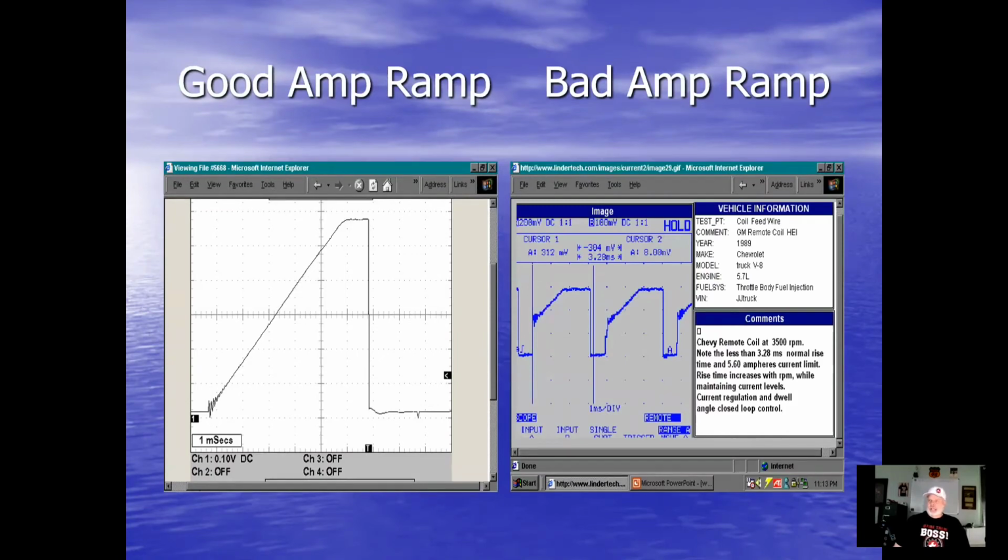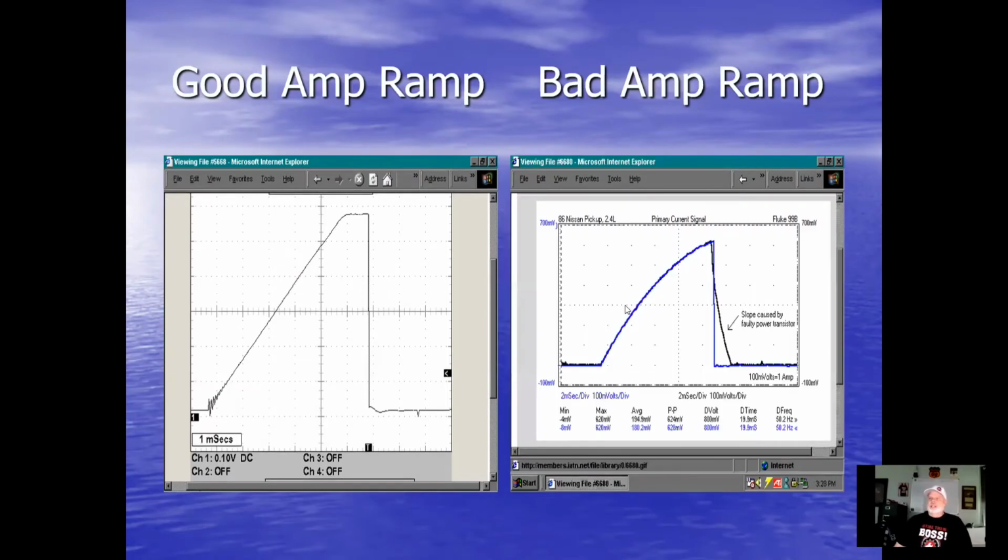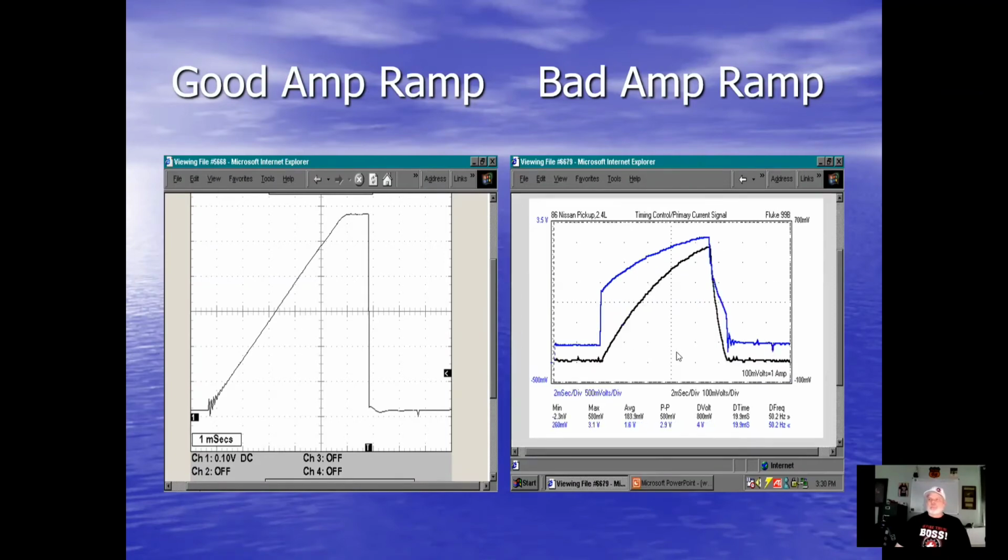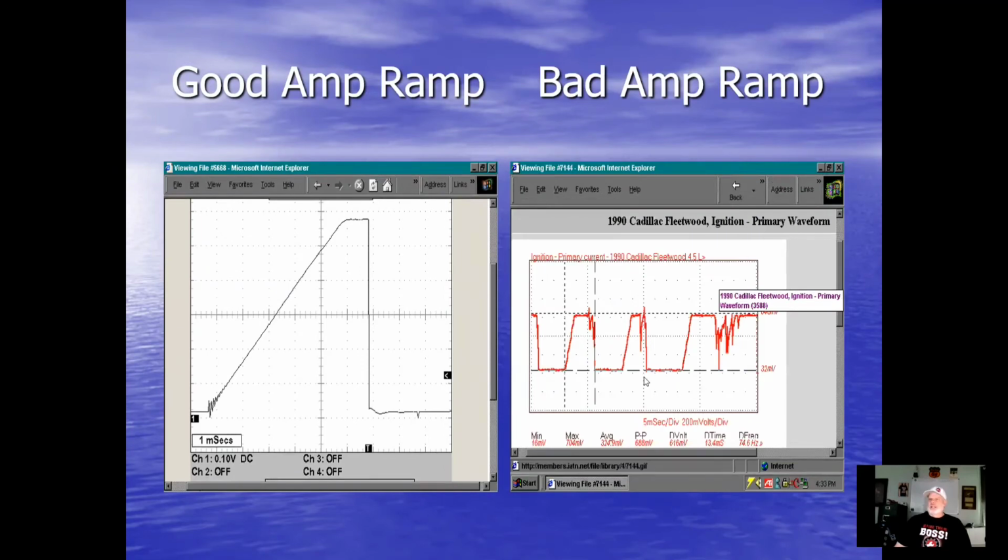Here's another one that we're looking at. Again, see the patterns. See what's happening there. Here's one here, the slope caused by a faulty power transistor. We want that drop off to come straight down, and in this case, it did not. So we know we've got a problem again. Here, if we overlay and see what it should look like and what it was, there you have it. There's what we're looking for. We're looking for the one in the black. It kind of goes up and then it drops. And there we go.